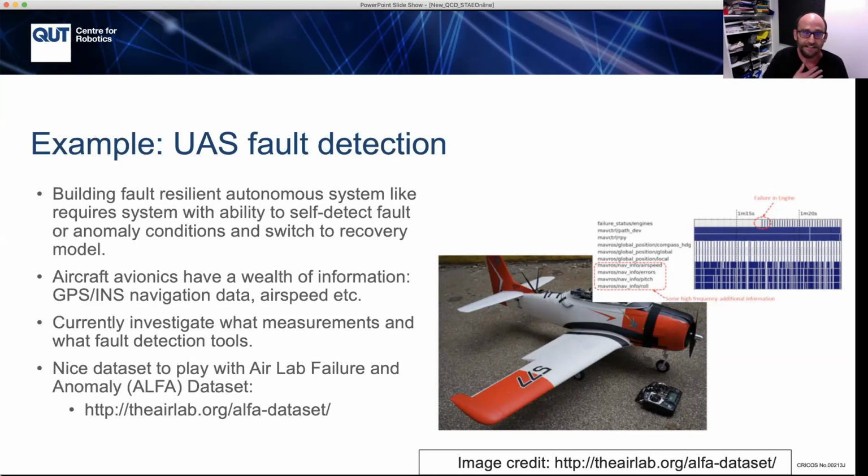This data has all sorts of different things that you can get from avionics systems, INS measurements, inertial measurements, things like that. And the task of the students was working out what sort of fault detection techniques work, and what signals are the easiest to detect different sorts of faults.